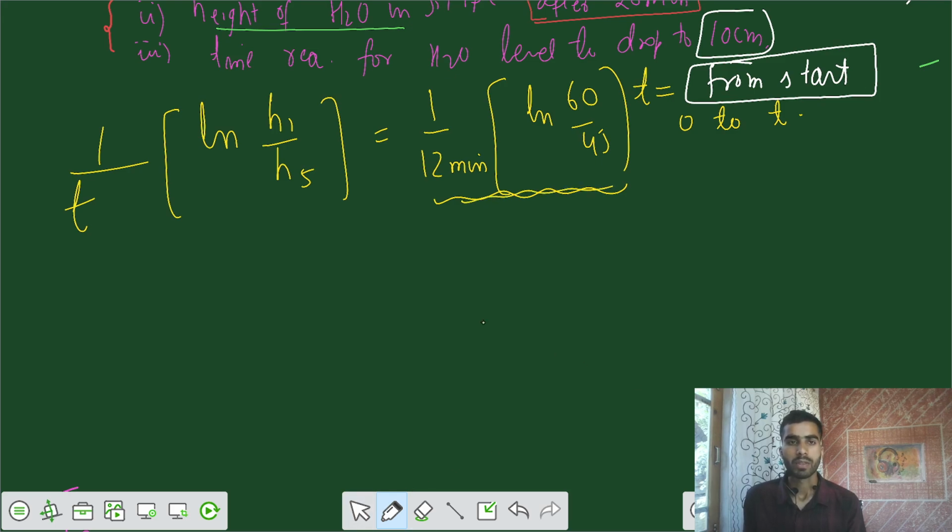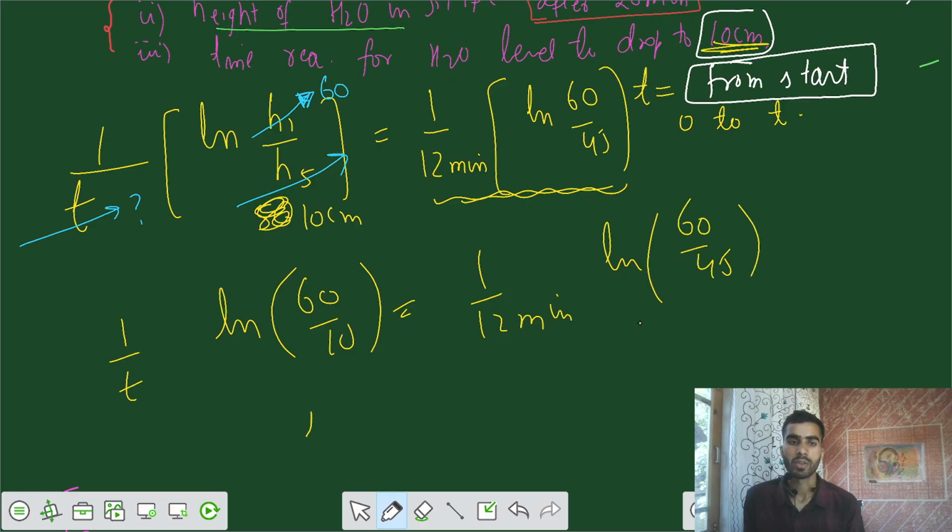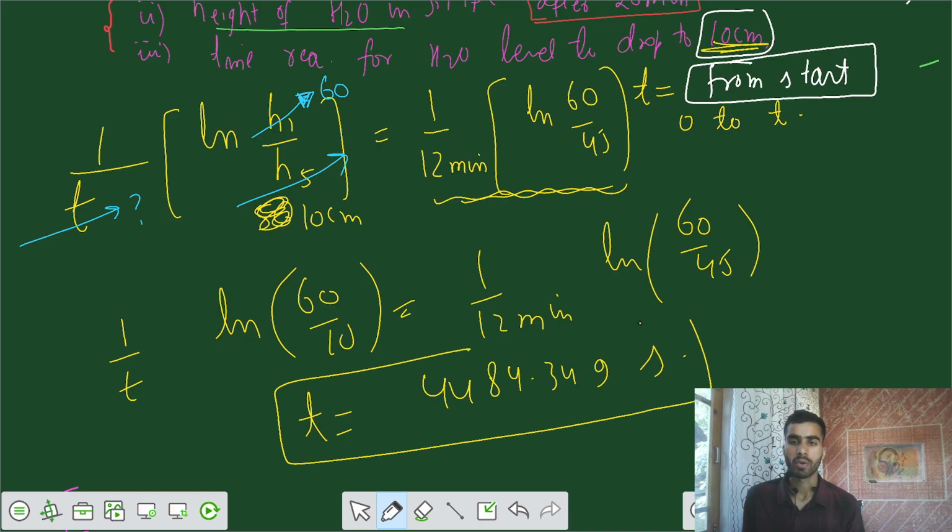Now what is the value of h1, because we are talking about from the start? So h1 equals 60, and t we need to calculate, and how much is h5? That's given in this problem, that's 10 centimeters. We need h equals h5 equals 10 centimeters. So I can solve 1 by t ln of 60 by 10 equals 1 by 12 minutes ln of 60 by 45. So I can get the solution in minutes. Let's see, the solution was 4484.349 seconds.